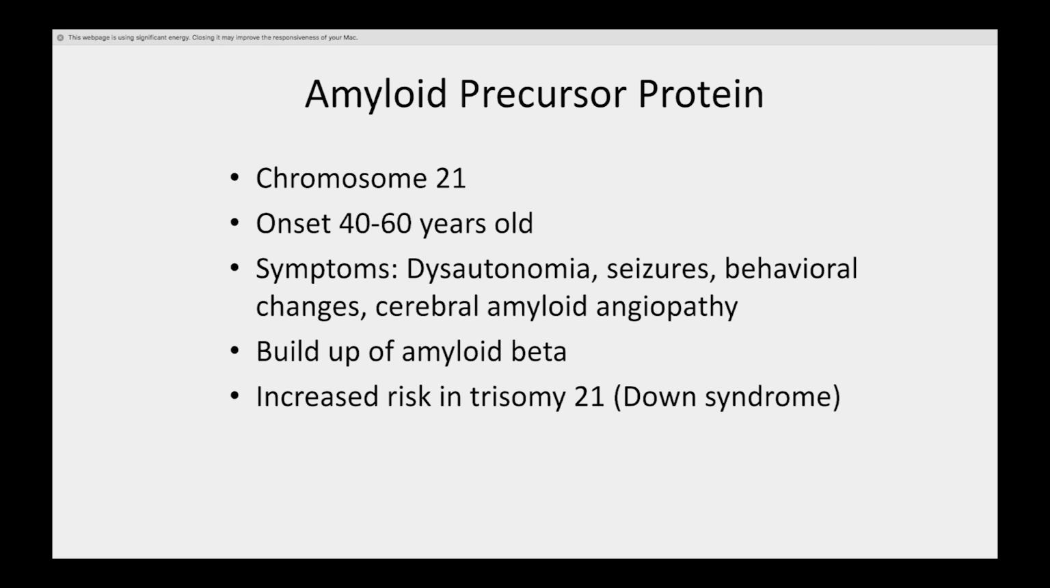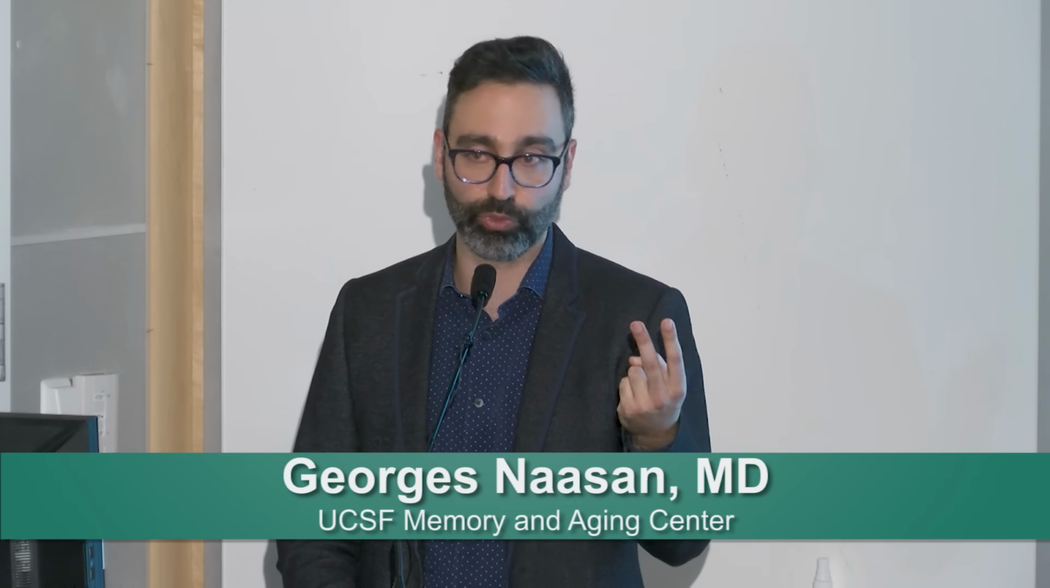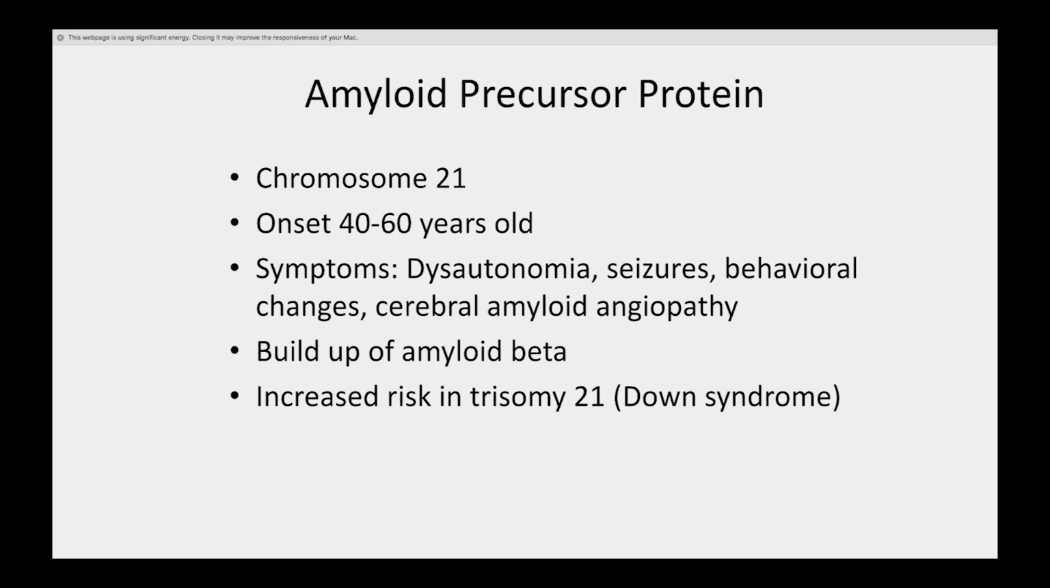And the amyloid precursor protein, which is the second most common gene, is on chromosome 21. And for those of you who know this, people with Down syndrome who have trisomy 21, this is that chromosome. They have 3 copies of that chromosome instead of the regular 2 that all of us have. And because of the 3 copies, they are at a very highly increased risk of developing Alzheimer's disease. In fact, people with trisomy 21, the majority of them, if not all of them, if they live long enough, will develop Alzheimer's disease. And again, this is caused by buildup of amyloid beta as well.